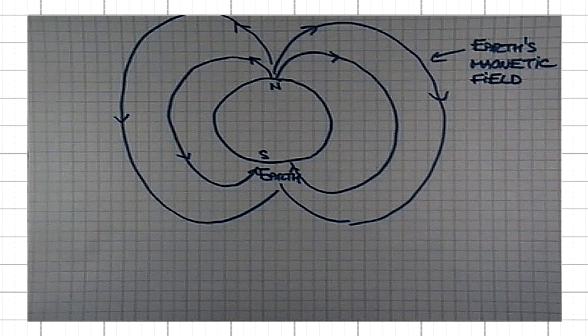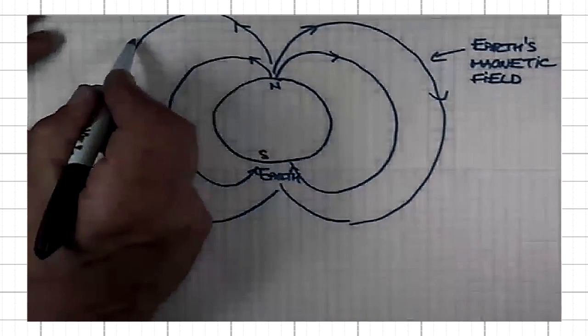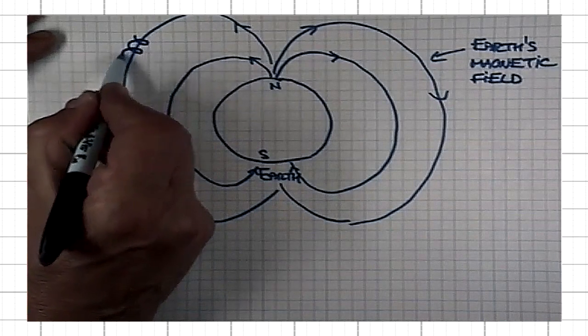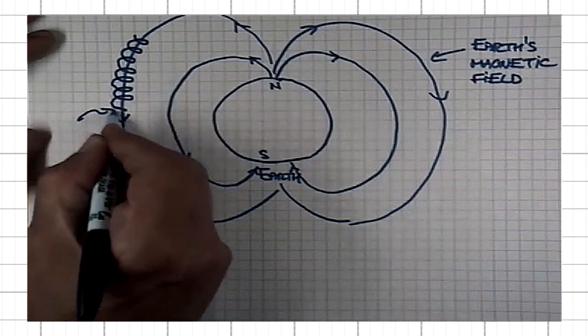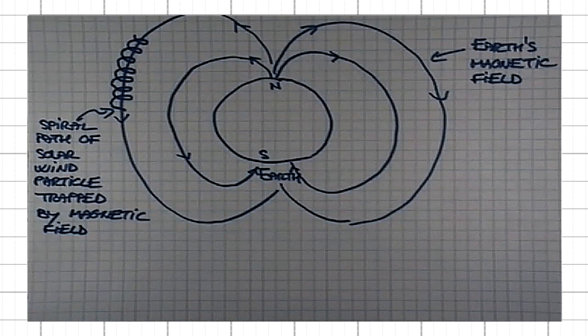So basically, it turns out that the magnetic field traps charged particles, because the laws of physics tell us that when charges move in a magnetic field, they have to spiral along the magnetic field lines. So the solar wind particle, all it can do is spiral along magnetic field lines. So these energetic solar wind particles are trapped by the Earth's magnetic field.